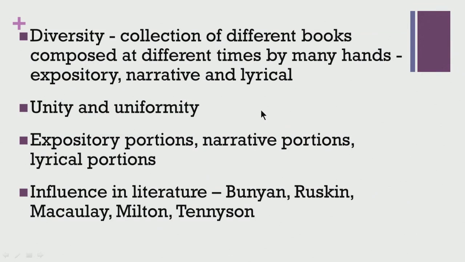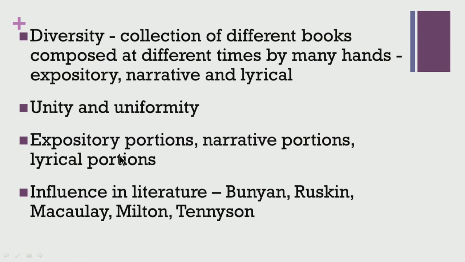We find that there is a remarkable diversity in the way this work is done, and this is also noted by many literary historians and even biblical historians at various points of time, that this collection had come together amazingly well, given that it was composed of different books composed at different times by many hands. And the narration was also of expository nature, of narrative nature, and also of lyrical nature. This is the first time perhaps the Bible also begins to be seen as a literary work. And even today, the King James Version is considered not just as a religious text, but also as a work which has got supreme literary and cultural value.